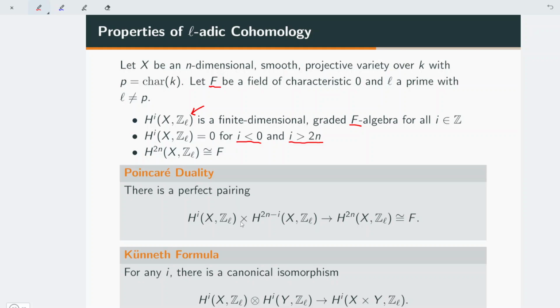We also have something called the Kunneth formula. It relates the l-adic cohomology of a product with the individual ones, and in particular it's isomorphic to the tensor of the two individual groups.